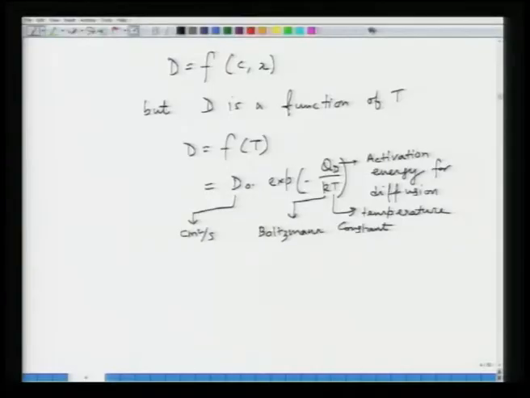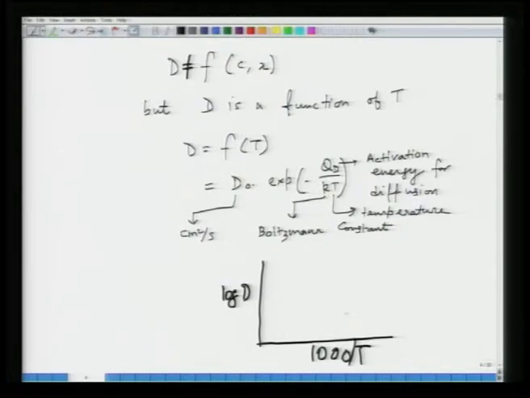Then we assumed that the diffusivity is a constant. It is independent of concentration and position, but it is a function of temperature. The relation is given as D0 exponential minus Qd by kT, which means it has an exponential dependence. If you plot log D versus 1000 by T, it varies like this, and the slope of this plot determines the activation energy, which is minus Q by k.